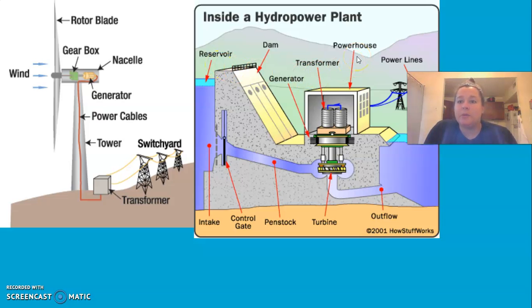Inside the hydropower plant, so this is where the dams are. The dams are built to control the flow of the river. And then as the river flows past the turbine, it generates power and kinetic energy, which is used to start electricity to power homes and stuff.